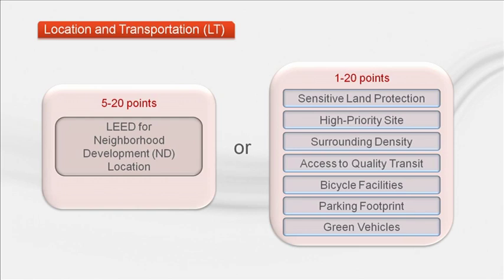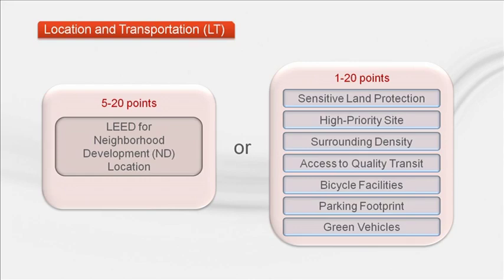Note that this is an either-or decision. If you choose the simplified approach of earning points through Credit 1 based on the LEED for Neighborhood Development score, then you're done with this category. The rating system does not allow you to earn more points through any of the other location and transportation credits.